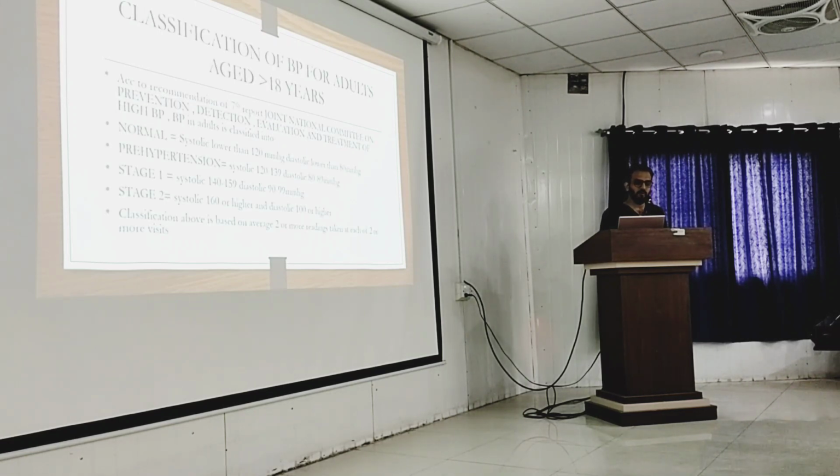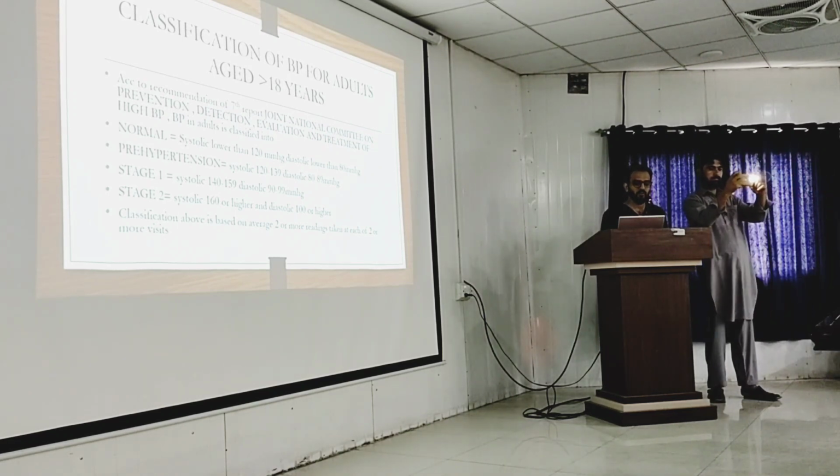Classification of blood pressure for adults age 18 years according to the recommendation of the 7th Report of the Joint National Committee on Prevention, Detection, Evaluation and Treatment of High Blood Pressure. Blood pressure in adults is classified into normal, pre-hypertension, stage 1 and stage 2. For normal, systolic lower than 120 millimeter of mercury, diastolic lower than 80 millimeter of mercury.